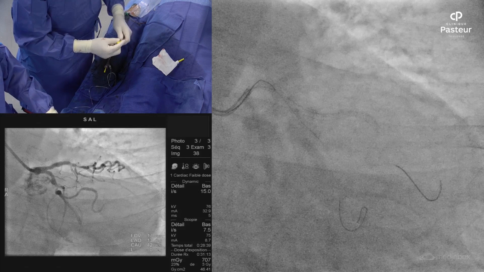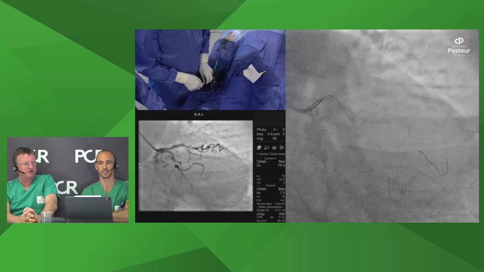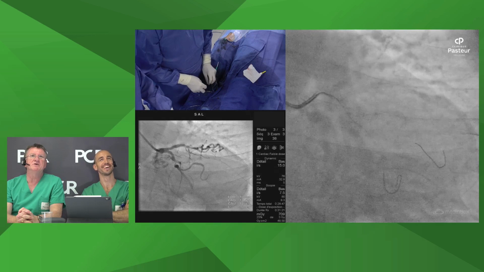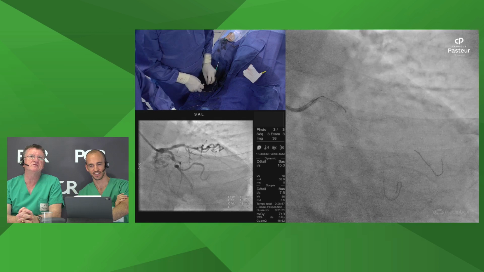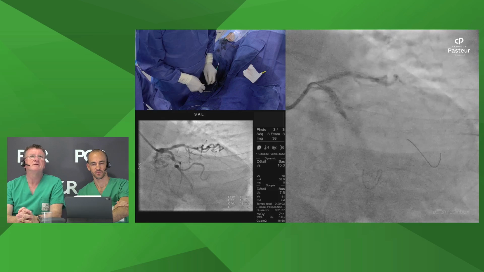So the balance of the audience votes is that they feel that you have to do something to the OM2. You have to continue. I have to say I don't totally agree with that, because I think there is excellent flow and it's not mandatory to do anything. You advance the wire with difficulty. Yeah, it's easier now. The key is, can we cross the struts?